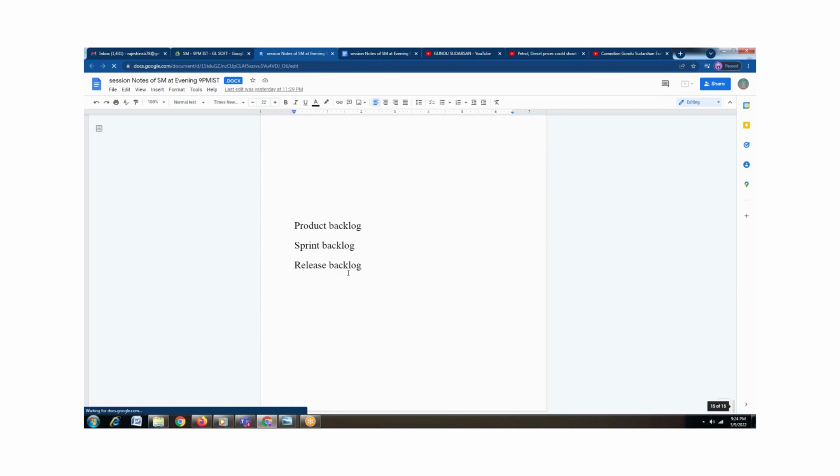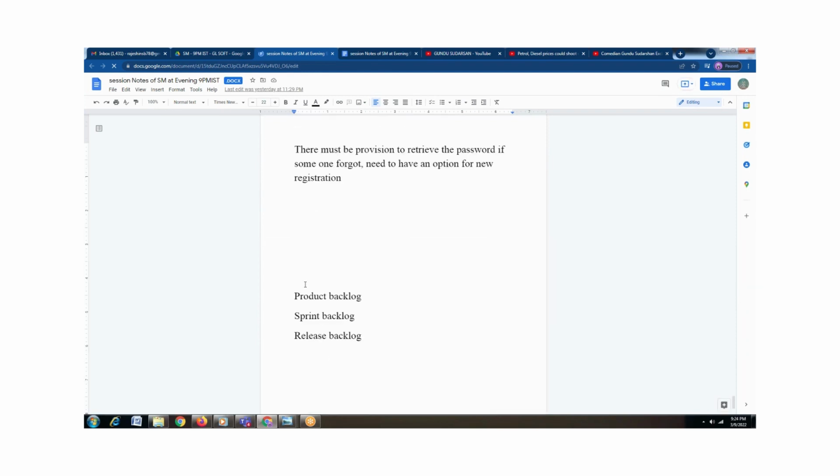Right, so what I said about that. Right now I'm going to write down here in detail so that you understand better from the product backlog onwards. Prioritized user stories will be kept in the product backlog before sprint planning.